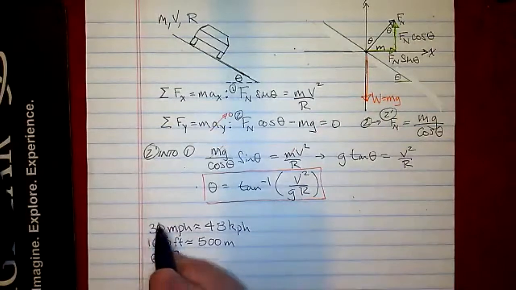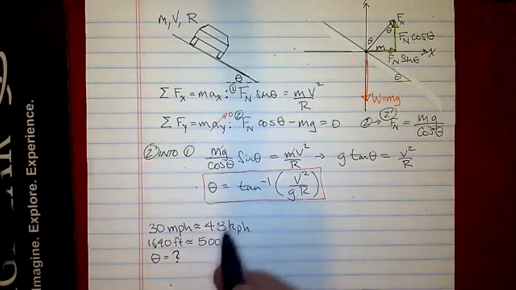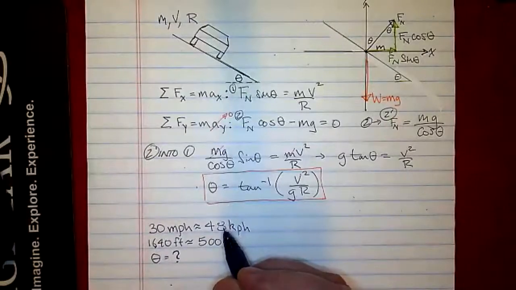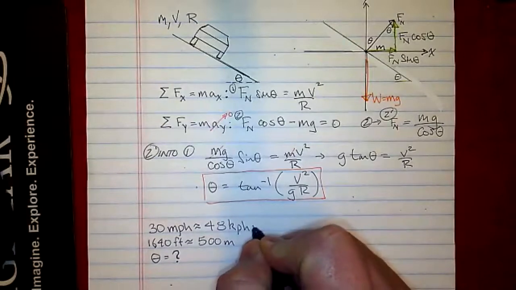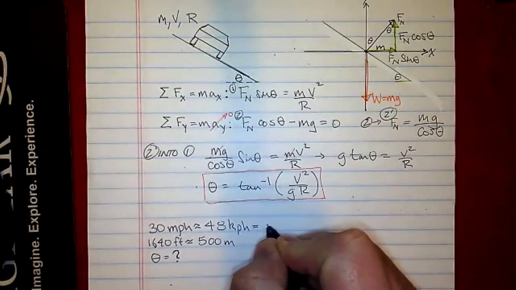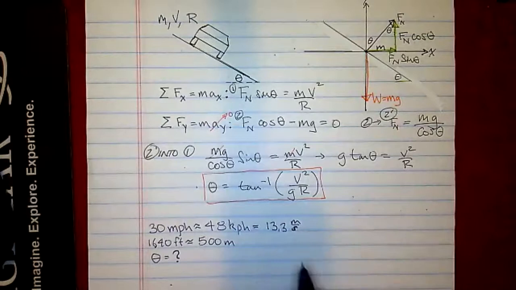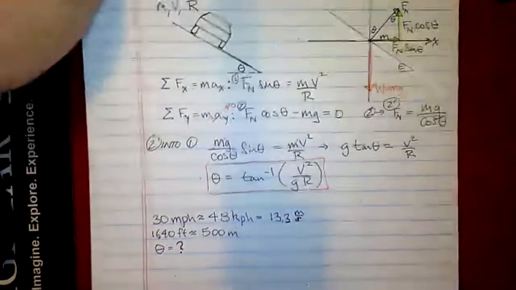So what I said was we're going to do this for 30 miles per hour because that's a fairly reasonable speed that someone's probably going to go. I'm going to use 1,640 feet, which is about 500 meters. And 30 miles per hour turns out to be about 48 kilometers per hour. And really, in our system, we need the units to be in meters per second. So that's about 13.3 meters per second. If you're having difficulties converting units, then by all means, look at one of my videos on how to convert units. So now all I got to do is plug all this into the inverse tangent formula.